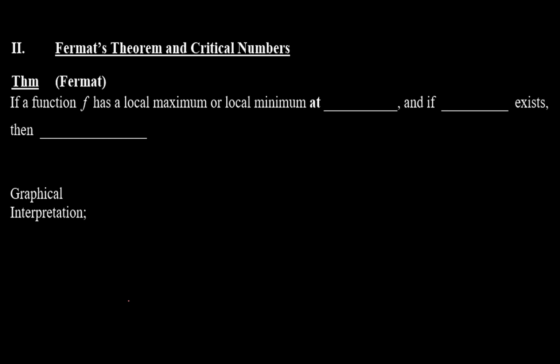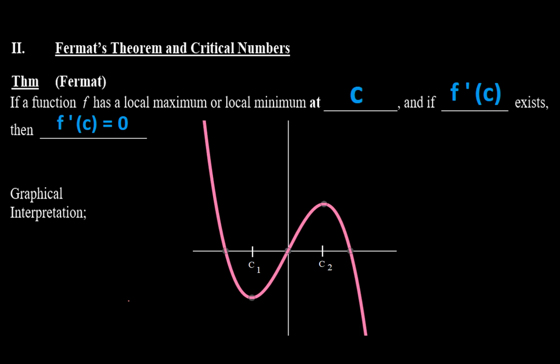So let's look at Fermat's theorem and critical numbers. If a function f has a local maximum or local minimum at some value c, and if f prime of c exists, then f prime of c is equal to 0. So what we're talking about is critical numbers are where the derivatives are 0, or where there are horizontal tangents.